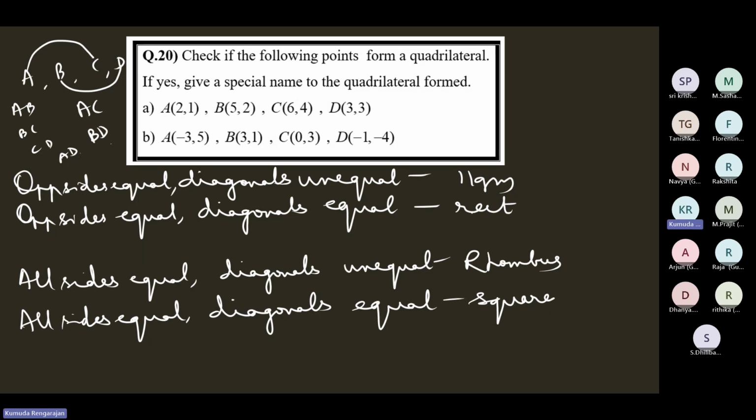The difference between a parallelogram and rectangle is, in a parallelogram, diagonals are unequal, but in a rectangle, diagonals are equal. And the difference between a rhombus and a square again, in a rhombus, diagonals are unequal, but in a square, diagonals are equal. The similarity is that in both rhombus and square, all the sides are equal.